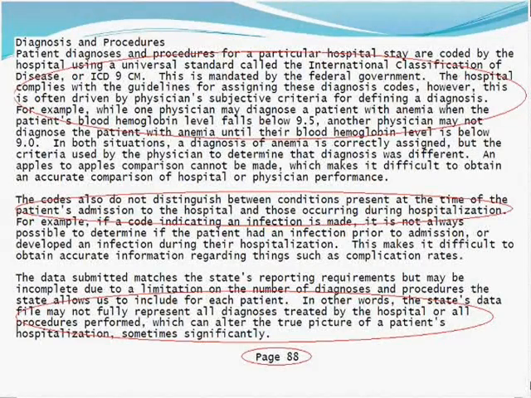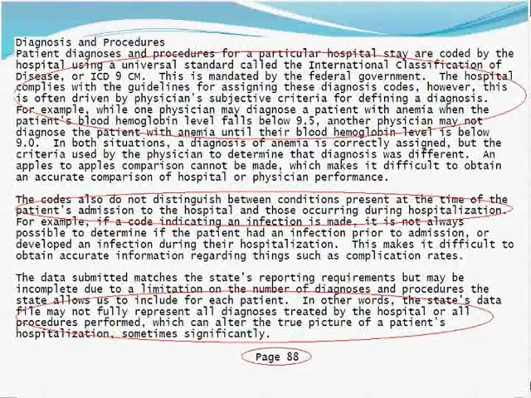Going on, the final example I'm going to give you from these 88 pages of disclaimers is this one. Data are limited in the number of data fields that a hospital is permitted to populate. So in other words, the state's data file may not fully represent all the diagnoses treated at the hospital or all the procedures performed. And we're warned that this can alter the true picture of a patient's hospitalization, sometimes significantly.